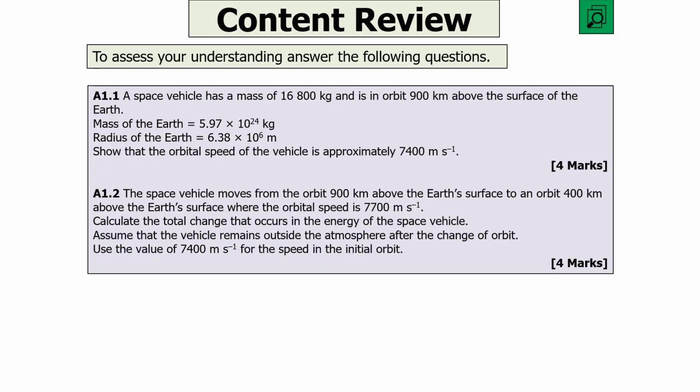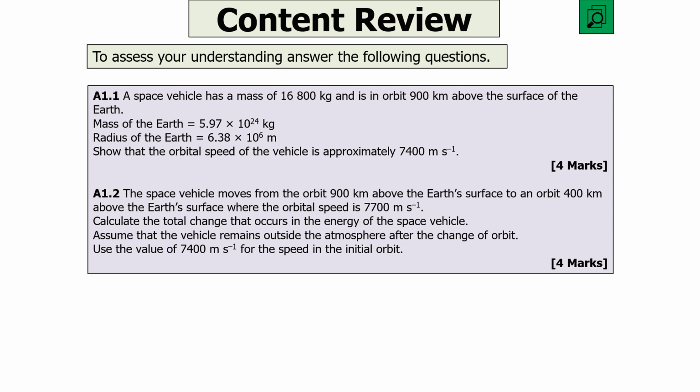So the next question says, a space vehicle has a mass of 16,800 kilograms and is in orbit 900 kilometres above the surface of the Earth. Show that the orbital speed of the vehicle is approximately 7,400 metres per second. Then, the space vehicle moves from the orbit 900 kilometres above the Earth's surface to an orbit 400 kilometres above the Earth's surface, where the orbital speed is 7,700 metres per second.